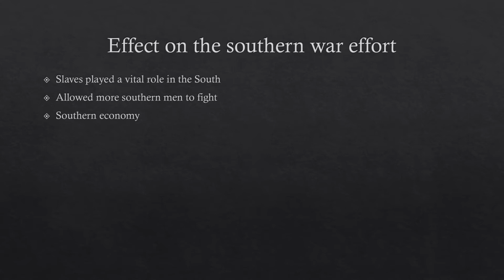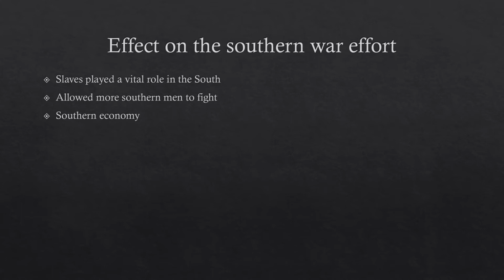Colin Woodward stated that slaves were used for the building and repair of fortifications and railroads, and as haulers, teamsters, and ditch diggers. Paul Finkelman stated slaves grew the food for the army, raised and cared for the horses, and produced the metals and weapons necessary to fight. Essentially what this means is slaves were used to do everything that the Southern men didn't want to do, and it allowed them to focus more on fighting.